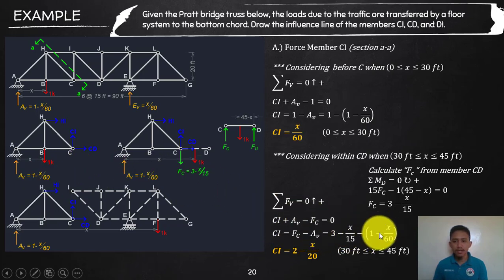Okay, substitute the AB. Simple algebra, that will give us 2 minus x over 20. And this equation, the response equation of CI, will be good for distance x of 30 to 45. That is again within DCD.